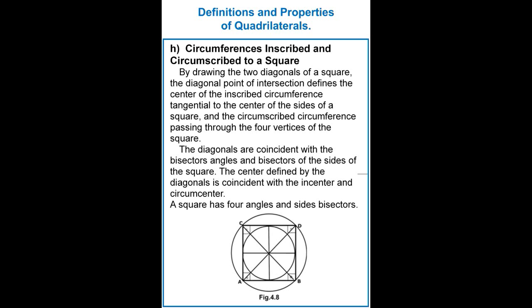The diagonals coincide with the bisectors of the internal angles and the bisectors of the sides of a square. The center defined by the diagonals is the incenter and the circumcenter. A square has four bisectors of interior angles and four bisectors of sides.